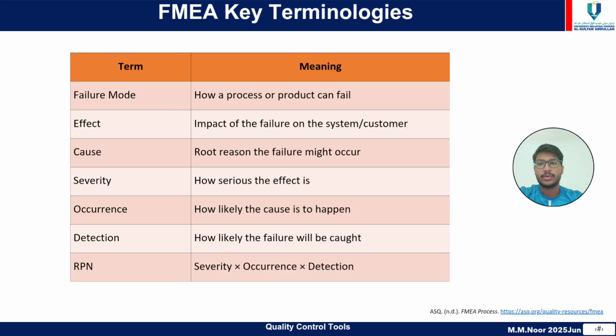There are some key terminologies that are used in FMEA. Number one is failure mode, which is how a process or product can fail. Effect is the impact of the failure on the system. Cause is the root reason the failure might occur. Severity is how serious the effect is. Occurrence is how likely the cause is to happen. Detection is how likely the failure will be caught. RPN is the equation, severity times occurrence times detection.